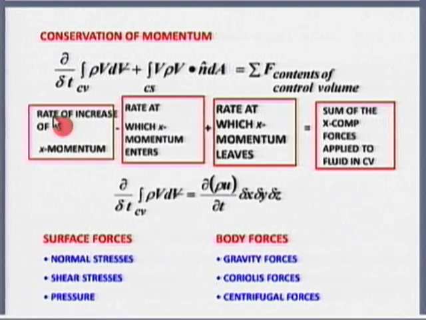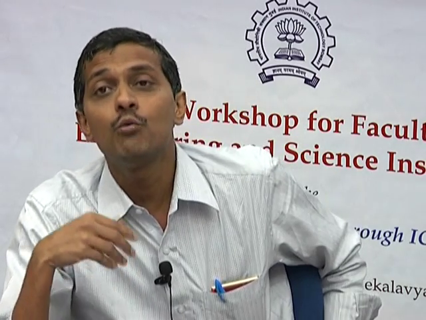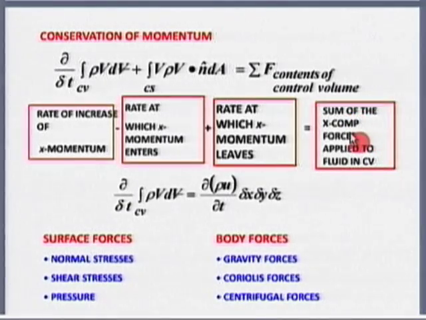That is, the rate of increase of x momentum, I am writing it only for momentum in the x direction, and the rate at which the x momentum is entering and the rate at which the x momentum is leaving in the x direction. This has to be balanced by whom? Rate of change of momentum has to be balanced by the forces applied. Which forces? The forces applied in the x direction. That is the sum of the x component forces applied on the control volume.